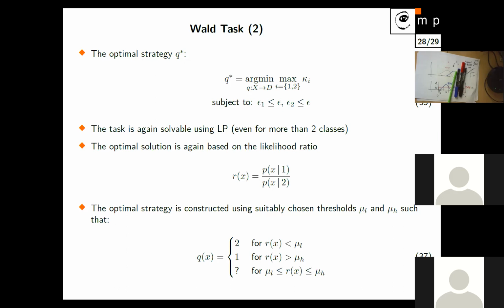So the Wald problem is interesting in that it teaches you when to say I don't know. The name Wald refers to Abraham Wald, an eminent statistician, who was like the father of sequential decision making.